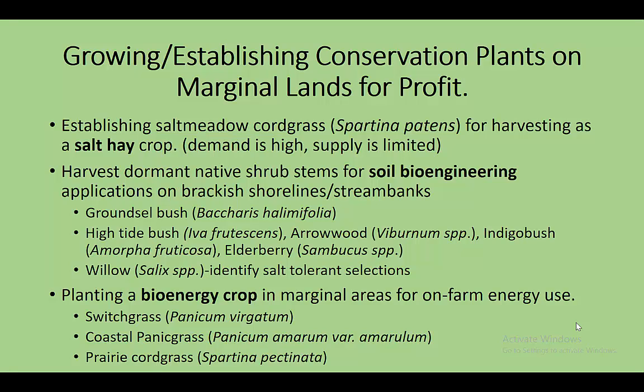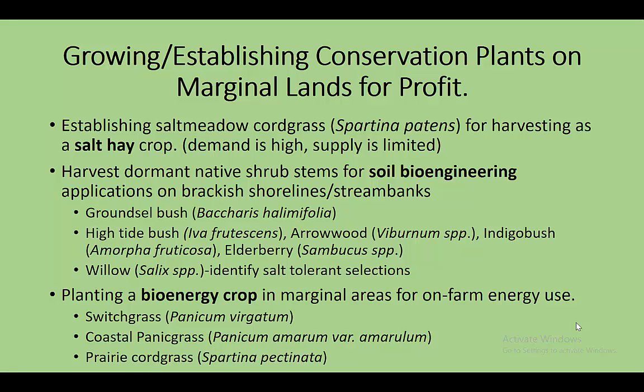Also harvesting native shrubs that can be used for soil bioengineering practices, which are basically using plants in a structural manner, which I have a slide of here in a little bit. You're harvesting dormant stems of these shrubs and using them to stabilize other areas that are eroding for shoreline stabilization purposes. Species such as groundsel or baccharis, a high tide bush, the viburnums, elderberry.